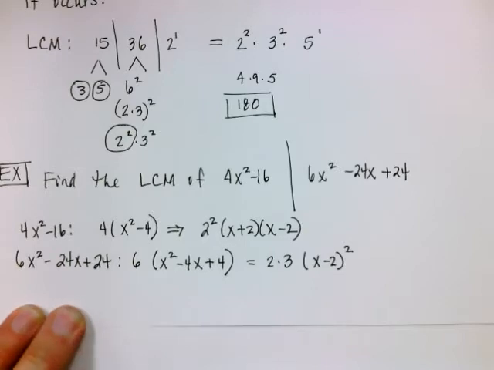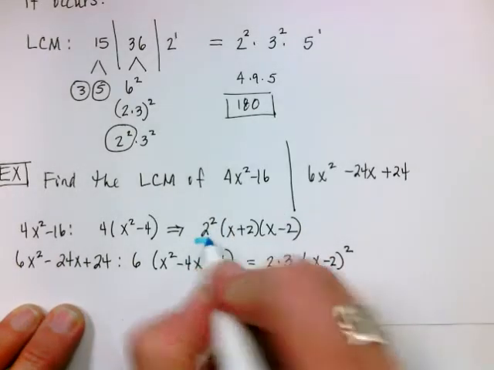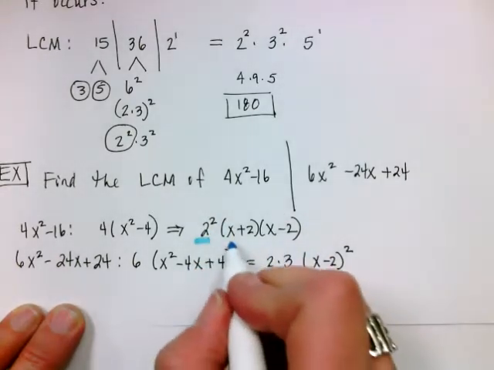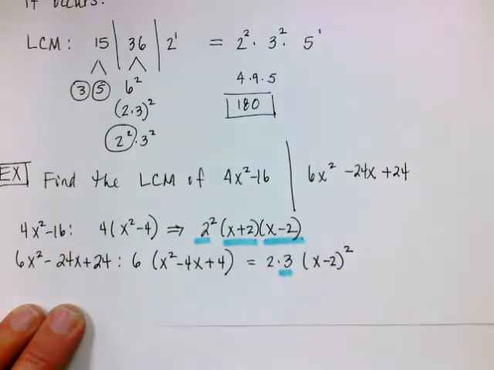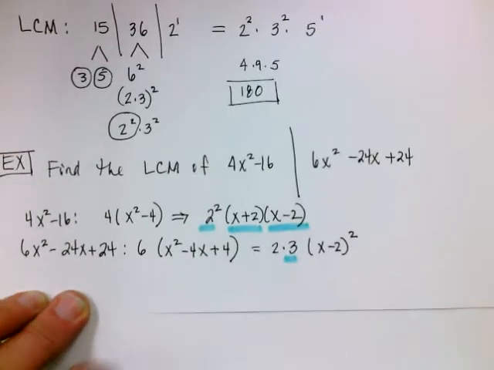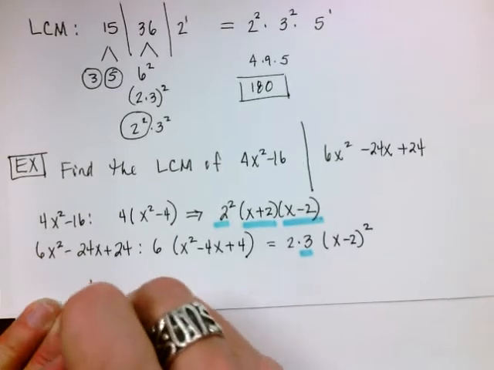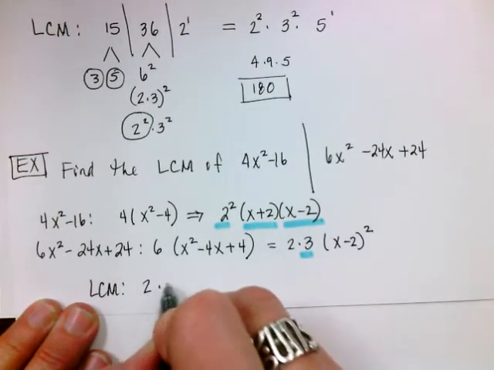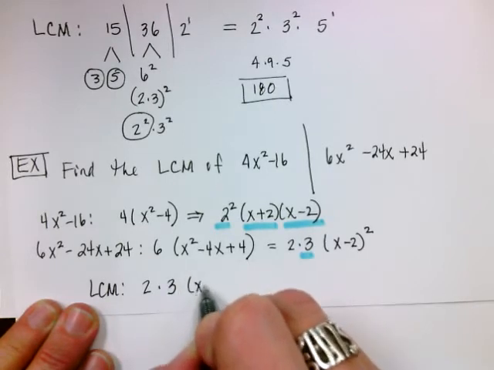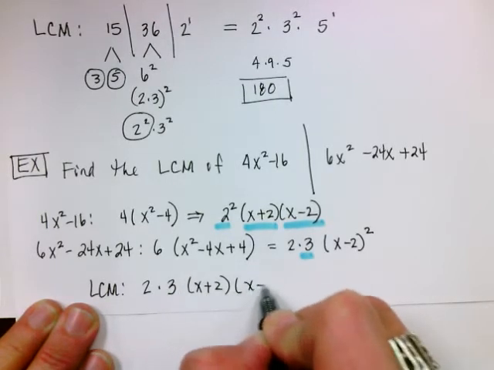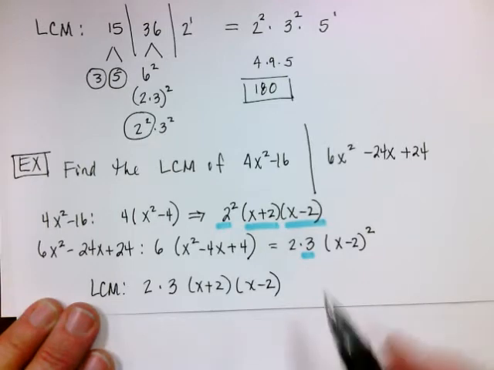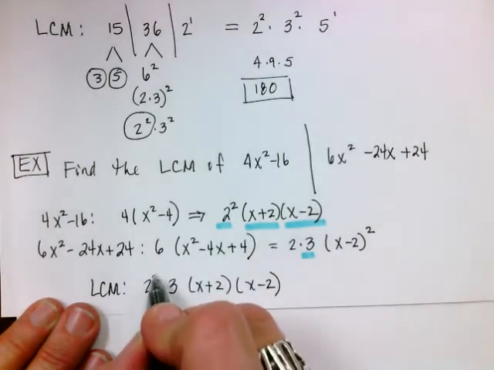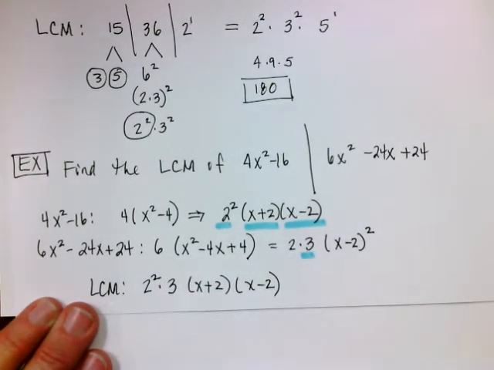All right, so for my unique factors, I have 2's, 3's, an x plus 2, and an x minus 2. Okay, so then my least common multiple is going to be, I have a 2 and a 3, and then I have an x plus 2 and an x minus 2. Now I need to manage the degrees. First degree, second degree, so it's always to the highest degree that it occurs.